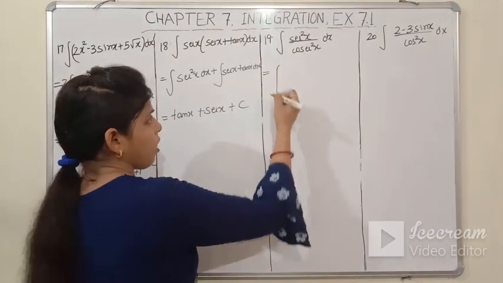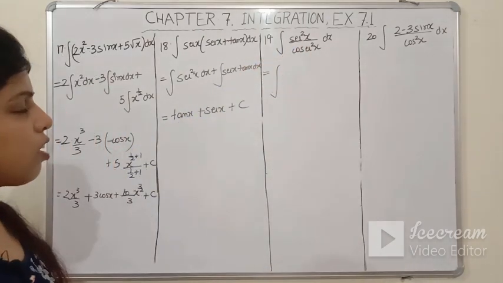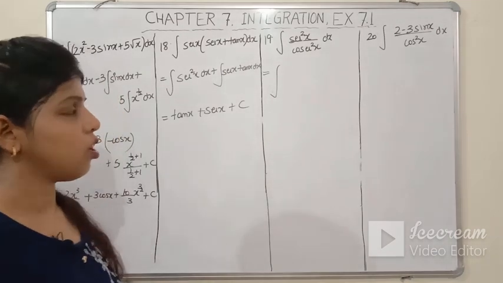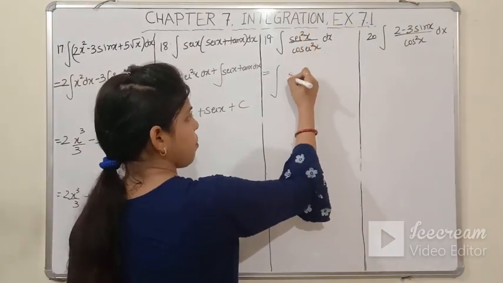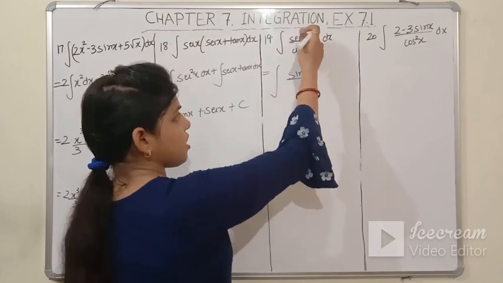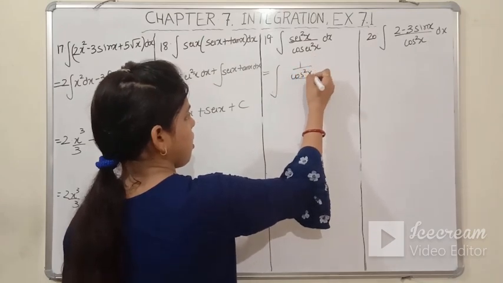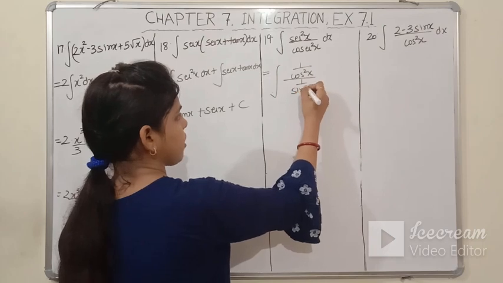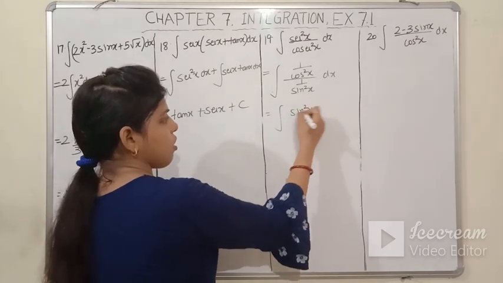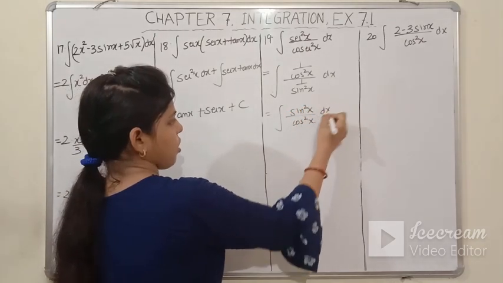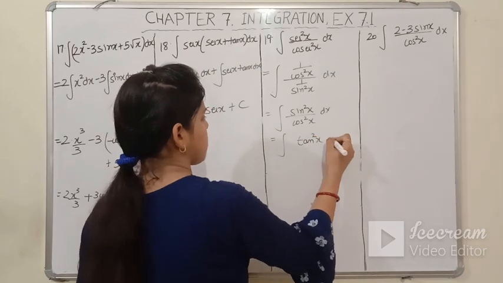In the same way, proceeding to the next question, that is question number 19, secant square x upon cosecant square x. Now first of all, you have to just see whether you are able to apply any formula. No. So first of all, you have to change this secant and cosecant into sin and cos. So 1 upon cosecant square x will become sin square x, and the secant square x can be changed into 1 by cos square x. And this cosecant is the reverse of sine, so it can be written as 1 upon sine square x. This sine will be shifted to the numerator and this cos will come in the denominator, so it becomes sine square x upon cos square x. And everybody knows that sine upon cos is equal to tan. So it is going to be tan square x dx.